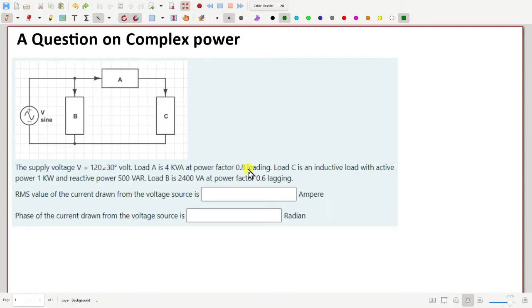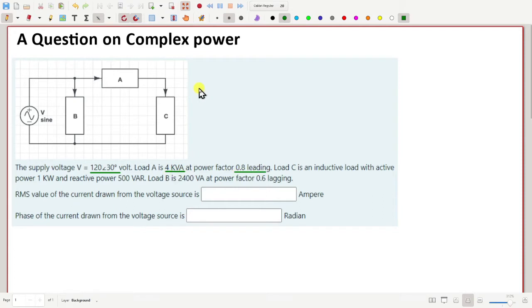Here is a question on complex power. We have an electrical circuit with a sinusoidal voltage source and some impedances or loads connected. The supply voltage is given as 120 volt at 30 degree, and some information is given about these loads A, B and C. For example, load A consumes 4 kVA power at 0.8 leading power factor.